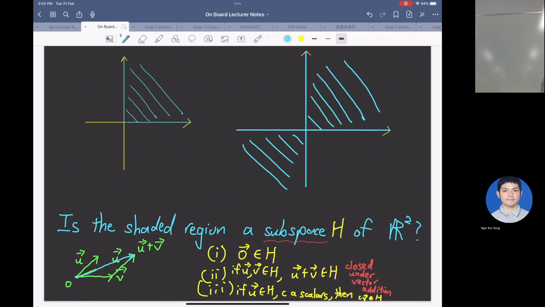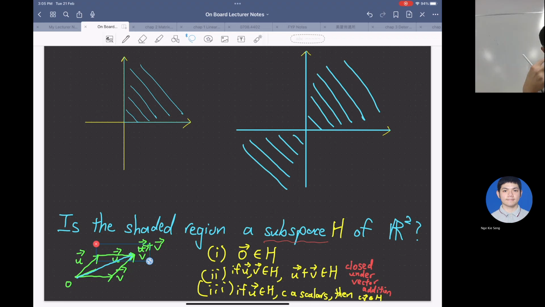You start with u and then move in the v direction, and then you form u plus v. Or you can draw this parallelogram: you translate the horizontal vector as well, so that you form the parallelogram. So u plus v is the diagonal of this parallelogram.